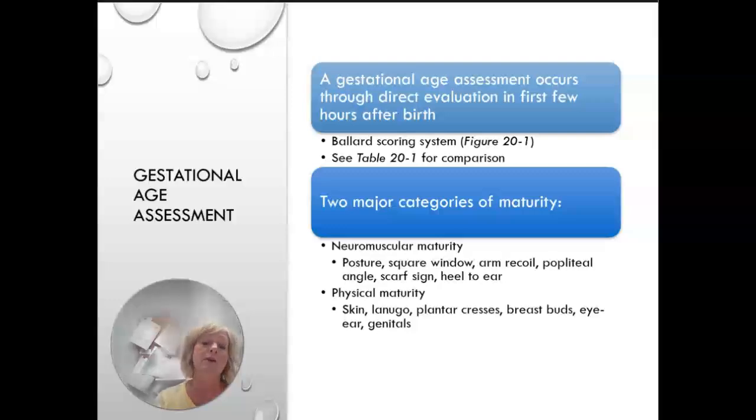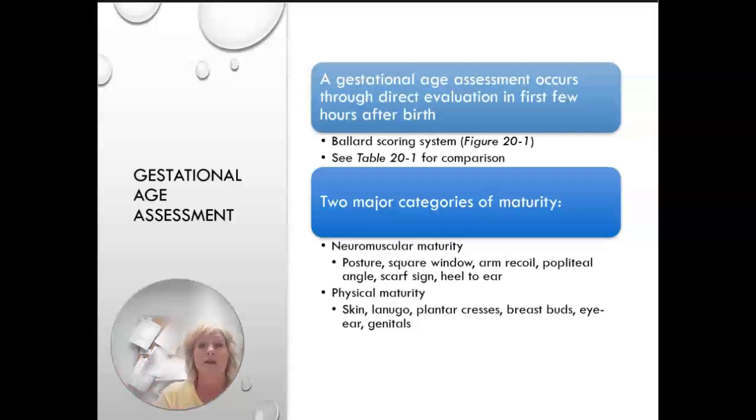Two things that we look for in a Ballard score are neuromuscular maturity and physical maturity. If you think about neuromuscular maturity, think about nerves. So that's going to be our reflexes. Muscular is how well things are moving. You're going to look at posture, you're going to do all kinds of things with their arms, because that's neuromuscular.